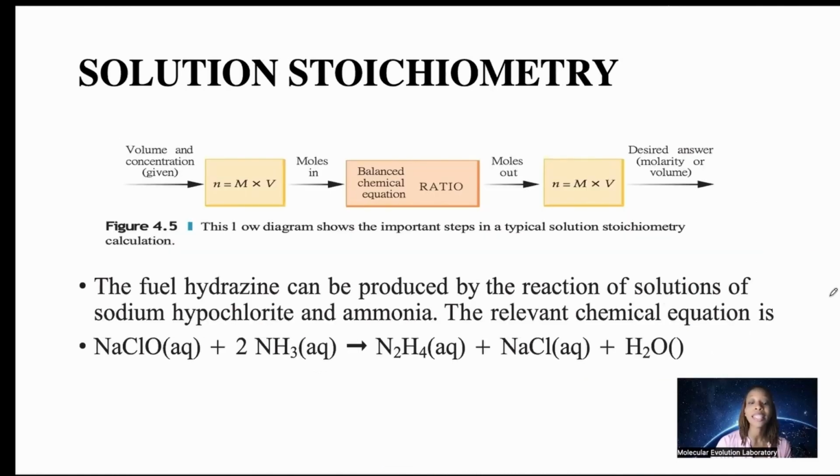Solution stoichiometry deals with the conversion of chemical reactions in volume. It basically deals with volume and concentration. So the number of moles would be equal to concentration times volume. So you basically have to balance the equation in moles and desired volume per mole. The fuel hydrazine can be produced by the reaction of a solution of sodium hypochlorite and ammonia. The relevant chemical equation is here, where you have sodium hypochlorite in aqueous solution, which basically reacts with ammonia to give you hydrazine plus sodium chloride and water.